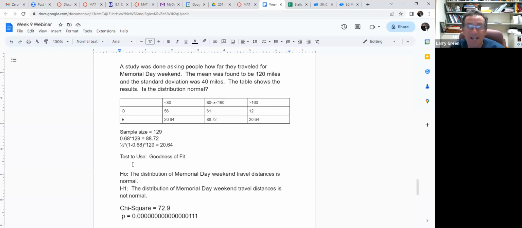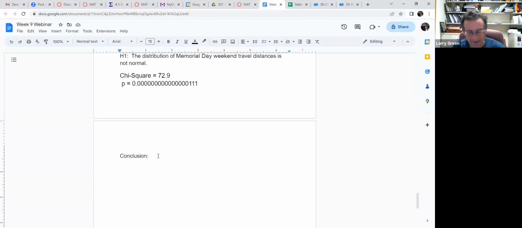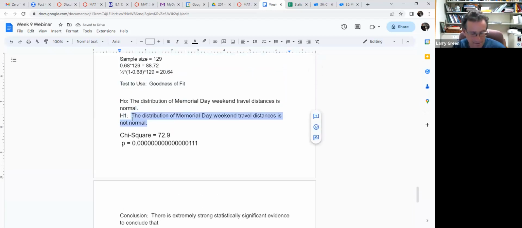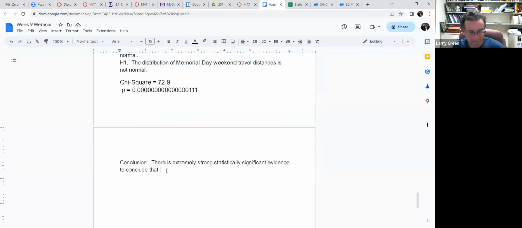Yeah, statistically significant. And you could even say there is extremely strong statistically significant evidence to conclude that, and then we can just copy paste. The distribution of Memorial Day weekend travel distances is not normal.